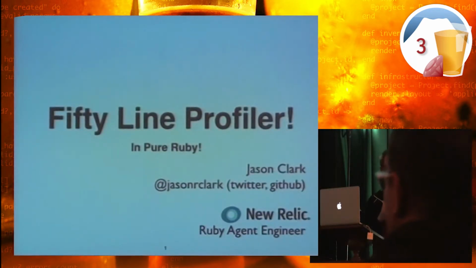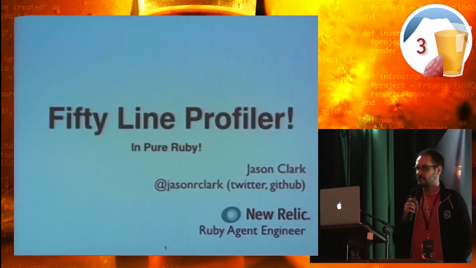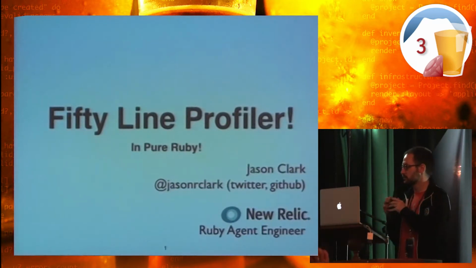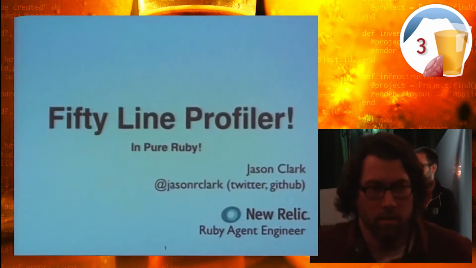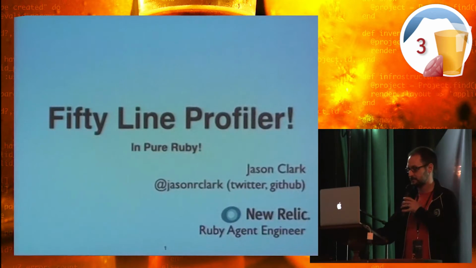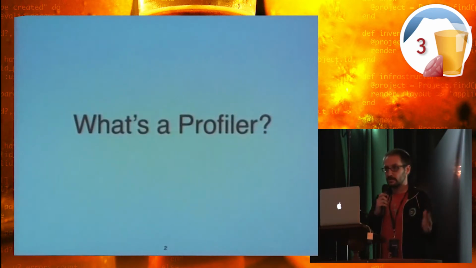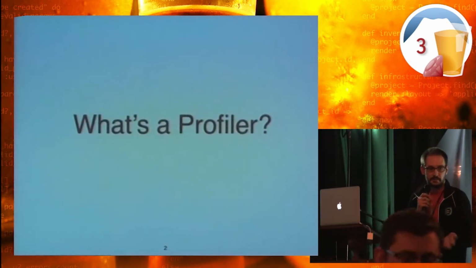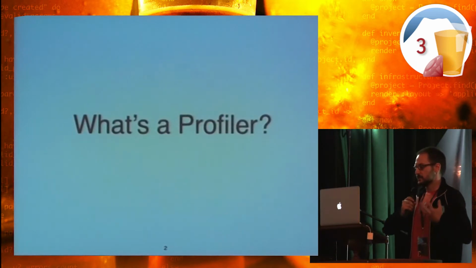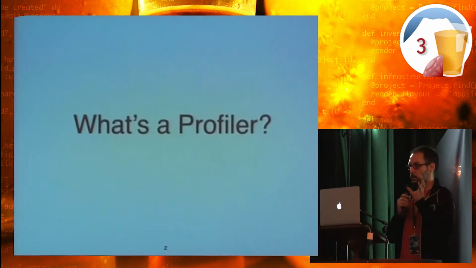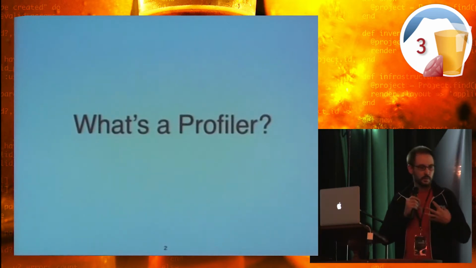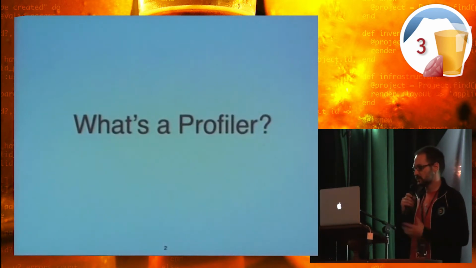All right, my name is Jason Clark, and I'm a Ruby agent engineer at New Relic, and I am going to show you today how to write a profiler in 50 lines of Ruby. What is a profiler really quick? A profiler is an application or a library that lets you get some insight into what your code is doing. It takes a look at what's running in your application and gives you information about that.